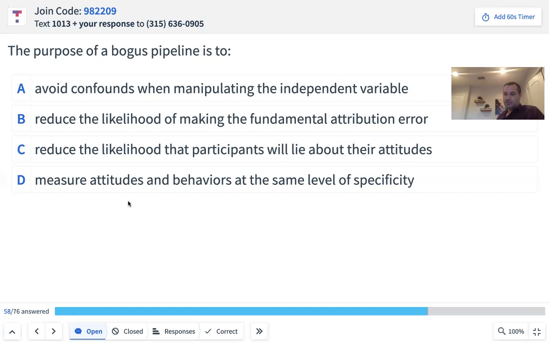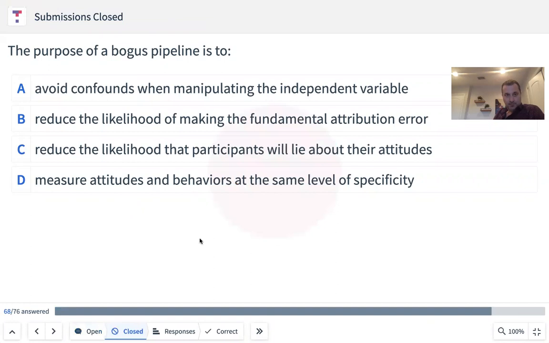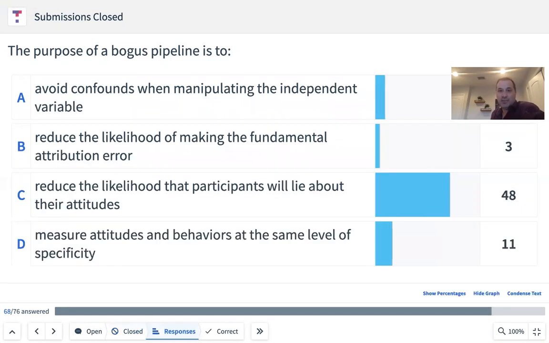You got 10 seconds. 3, 2, 1. Okay, so we talked about a bogus pipeline. That's a way to minimize social influence because the concern is that people are going to lie about what their true attitudes are. So when you hook people up to a bogus pipeline, you're hooking them up to basically a fake lie detector test. And if people believe that lie detector test is real, that means they're less likely to lie about their attitudes, which is option C.